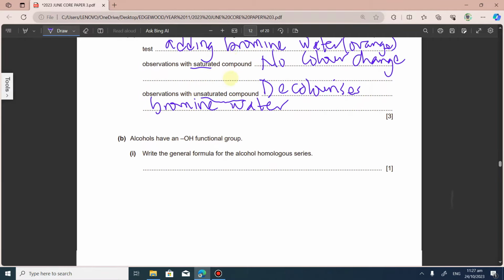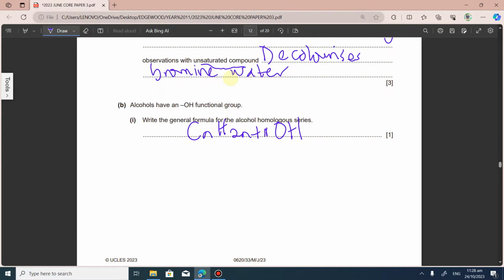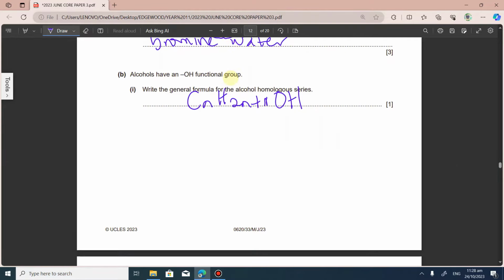That's under organic chemistry. Now, alcohols have an OH functional group. Write the general formula for the alcohol homologous series. So for the alcohol series, we know it's CnH2n+1, then we have the major functional group, which is OH. So this is the general formula for the homologous series.